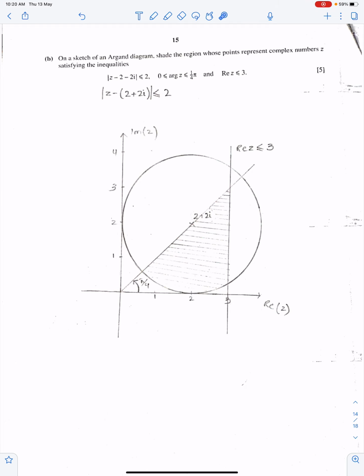Well, according to this inequality, you have to shade inside this circle. So these are 3 required regions, 1, 2, 3. According to this inequality, the argument of z lies between 0 and 45, so this region must be shaded. And according to this inequality, x is less than or equal to 3, so this region must be shaded. So this is the combined region, and this is the required region.